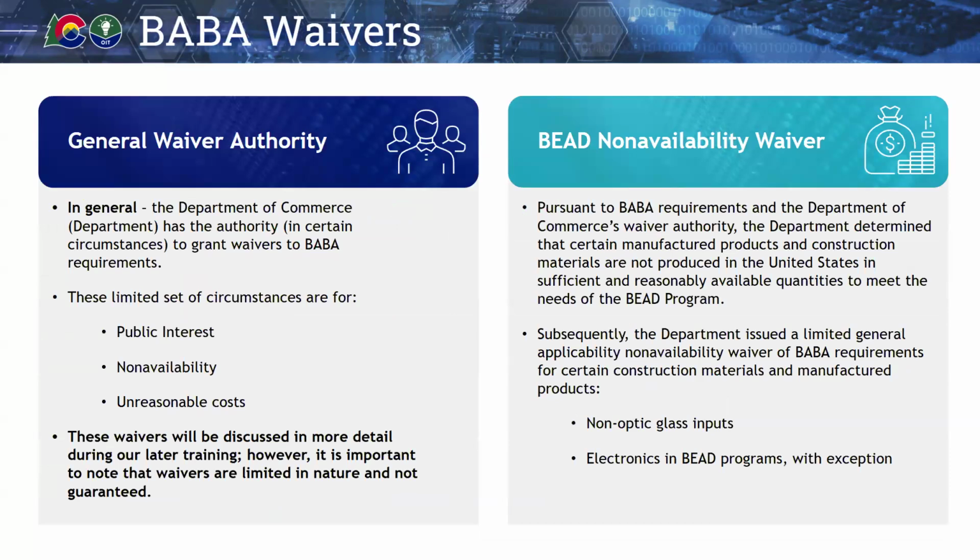One item we just wanted to bring to everyone's attention is that waivers are available and do exist. However, they are unlikely, so do not bank on them, right? In general, the Department of Commerce has the authority to issue BABA waivers for 3 reasons: public interest, non-availability, and unreasonable cost. Again, we'll get into these in more detail, but just want to make you aware of them in case there is an extreme circumstance where you might apply for a waiver and need one.